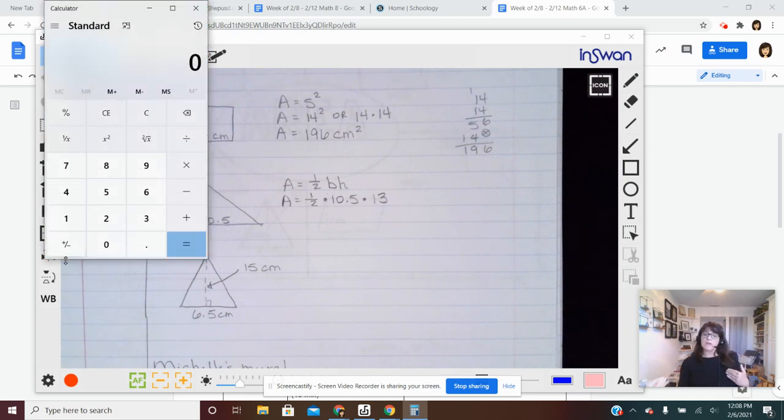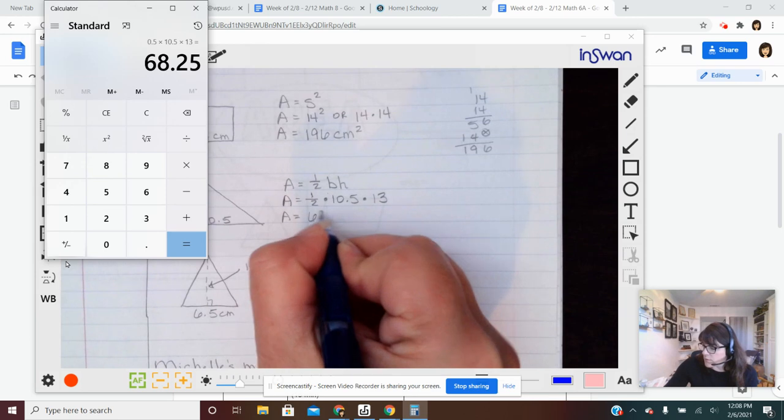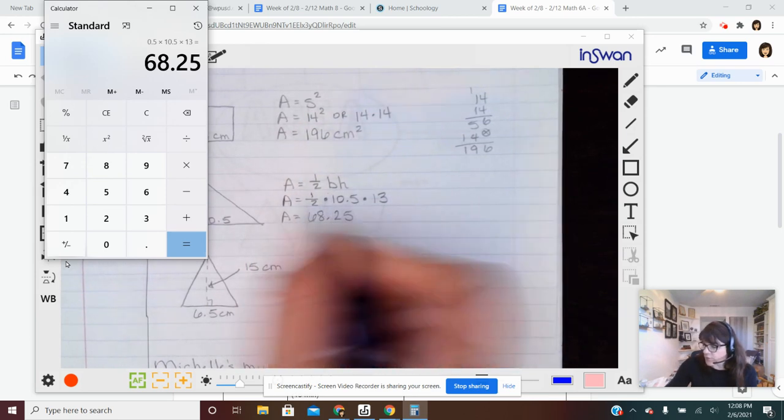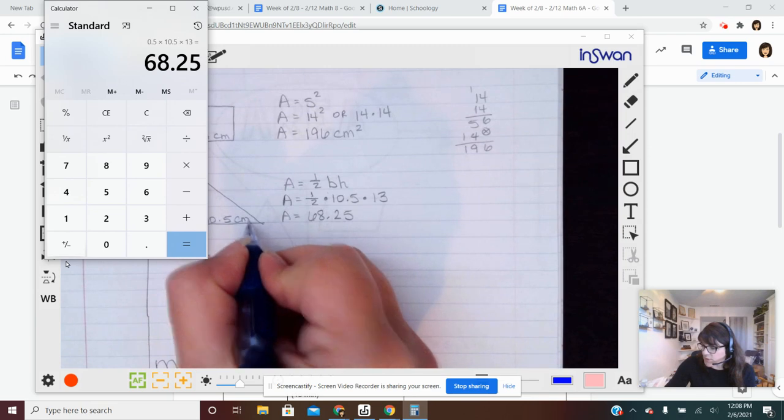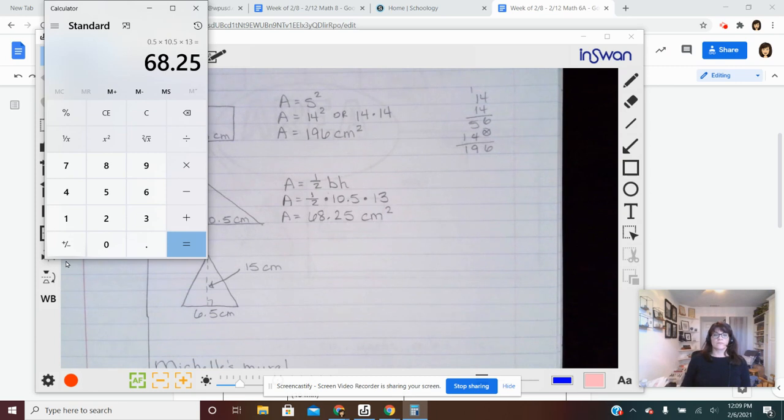Now, if it was a test, we could only use a handheld calculator. Instead of 1/2, I'm going to type in 0.5 times 10.5 times 13 equals 68.25. Okay, this is measured in centimeters. So again, centimeters squared. Okay.